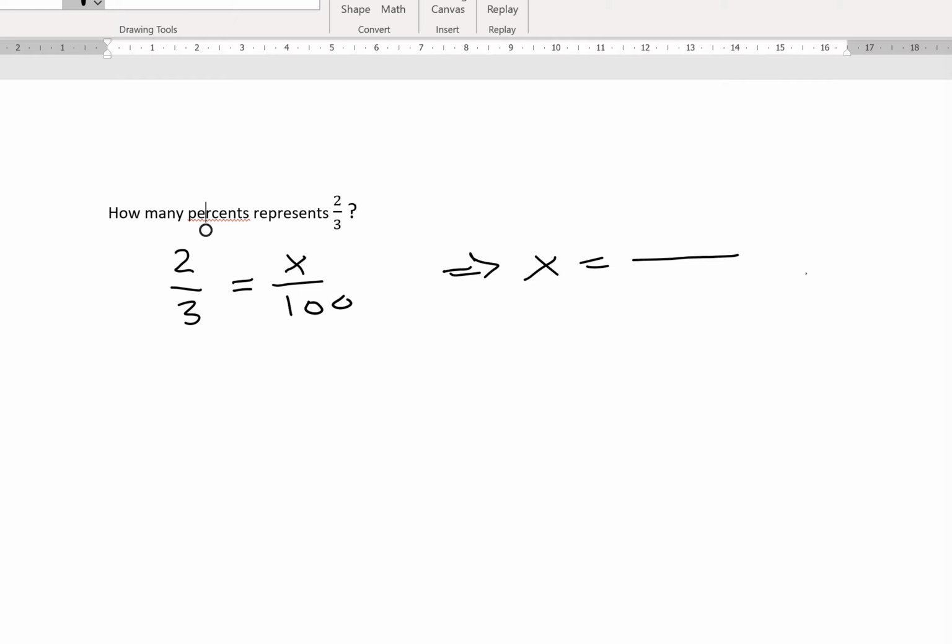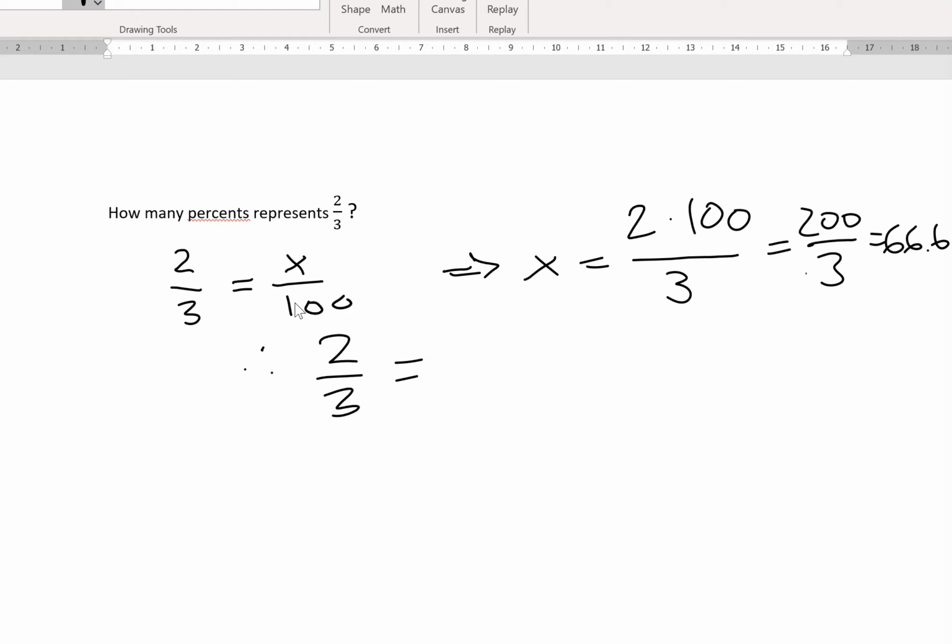Therefore, x equals fraction line. The one that goes on the bottom is 3. And on the top, you are going to have 2 times 100. You cannot simplify, it's 200 over 3, which is 66.6. Hence, your answer is 2 over 3 equals 66.6 over 100, so 66.6%. That was the first way, using proportions.